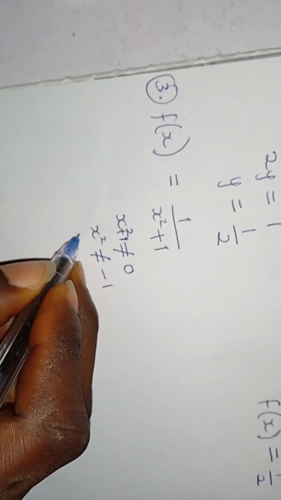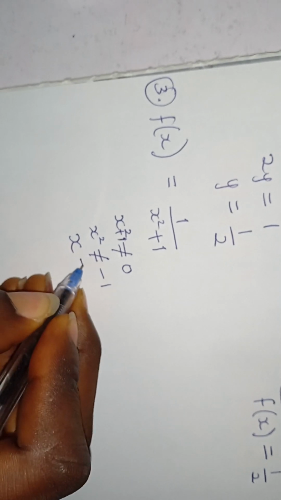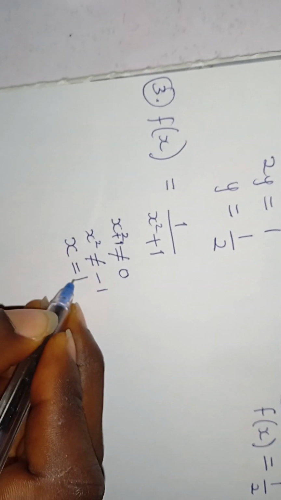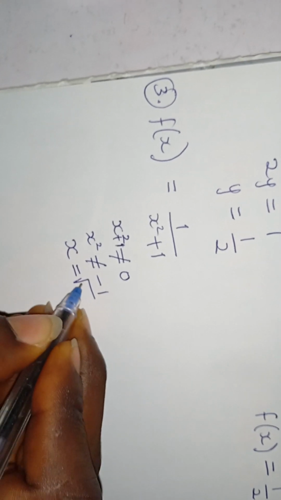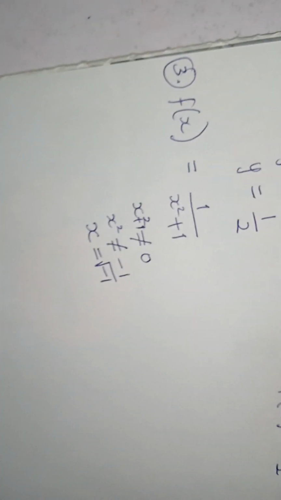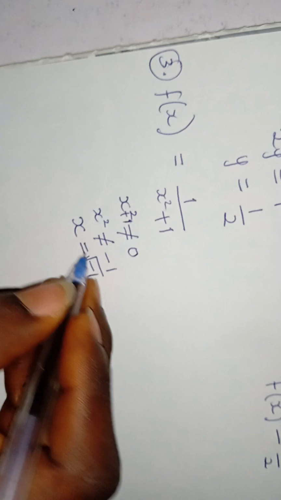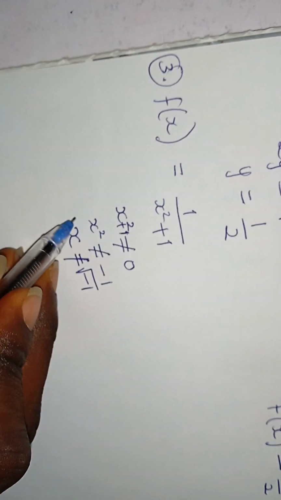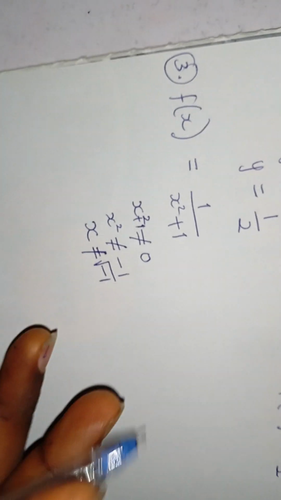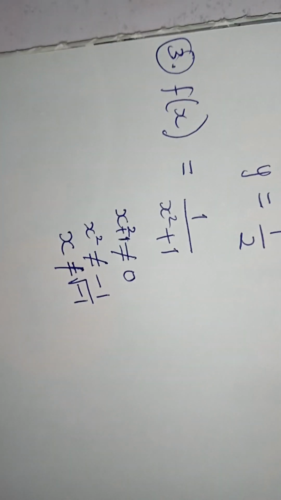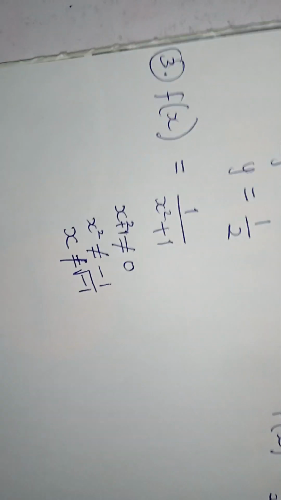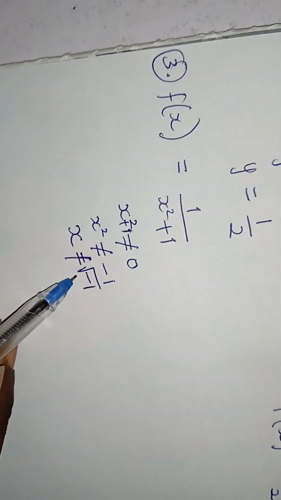And you know that this is the same thing as x equals root minus 1. And if I have this not to be equal, x can never be equal to root minus 1. And you know that this is a complex number. Complex numbers are numbers that are not real numbers. So that means that x can be any real number, but it cannot be a complex number.